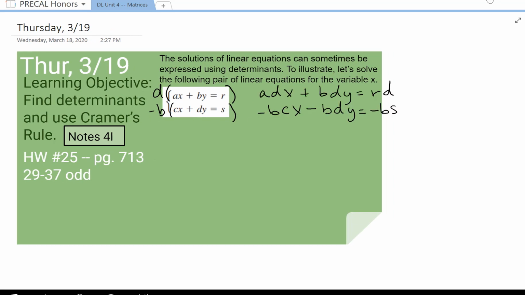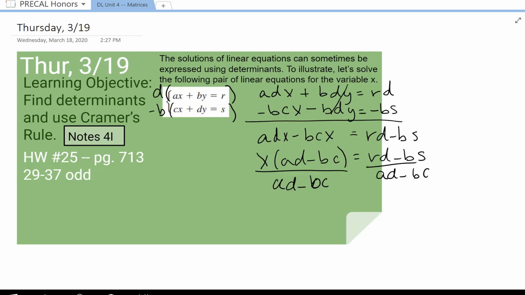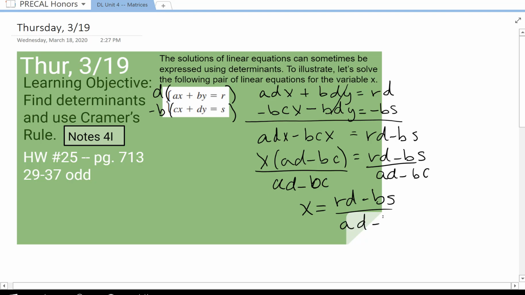Okay, so this is what I get, and now I'm going to add these two equations, and I'll get ADX minus BCX. The y terms eliminate to 0, equals RD minus BS. We're going to solve for x, so factor that out. Then we divide on both sides, and x is equal to RD minus BS over AD minus BC.